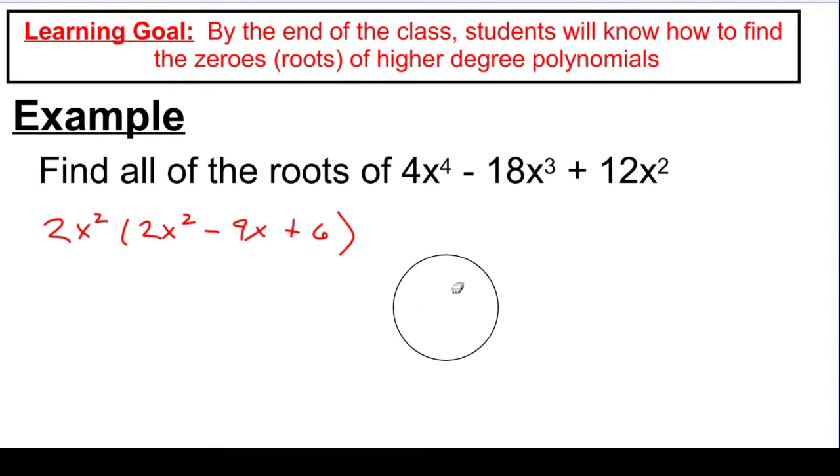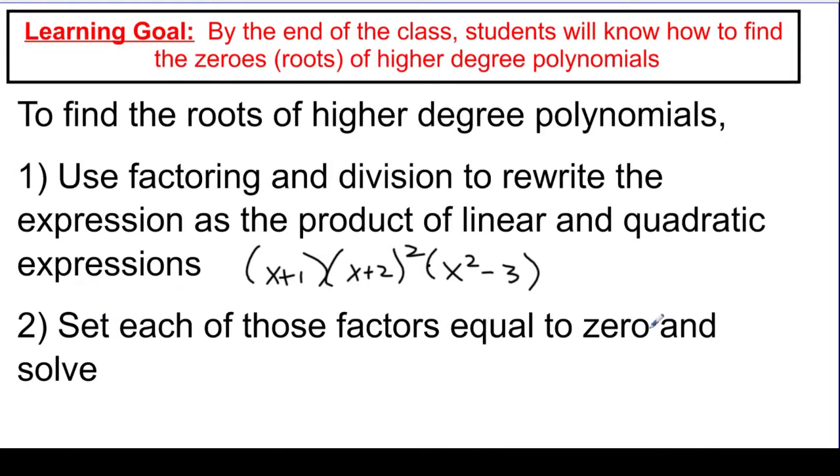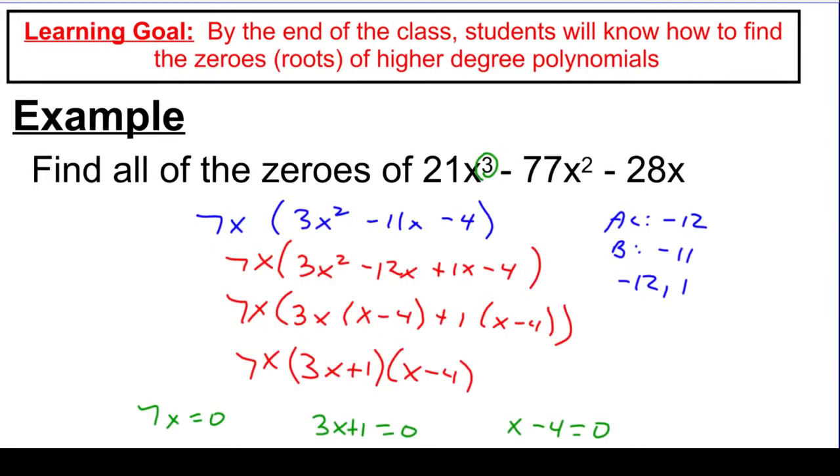I'm basically saying I've factored this into two quadratics. That's as far as this factors, which means that either 2x squared equals 0 or 2x squared minus 9x plus 6 equals 0. I can't factor this trinomial anymore. We just tried and it doesn't exist. So we have to use the quadratic formula on this second expression. There are going to be times where some of the expressions are not factorable. We have other ways of solving that quadratic. We said set up each of these factors equal to 0 and solve. So they're not always going to factor.